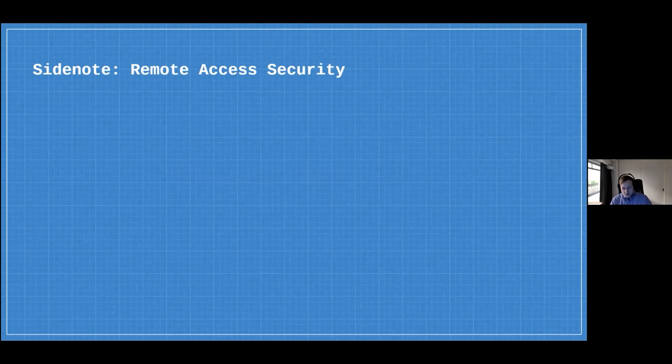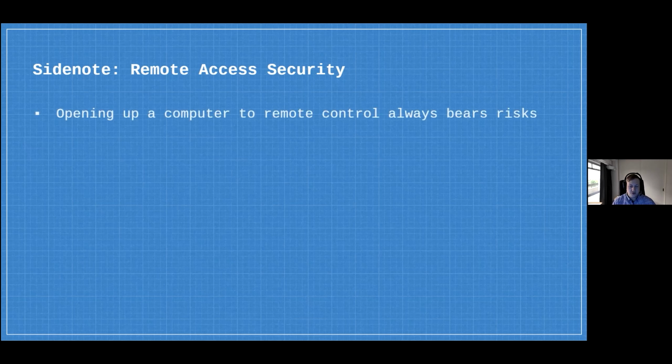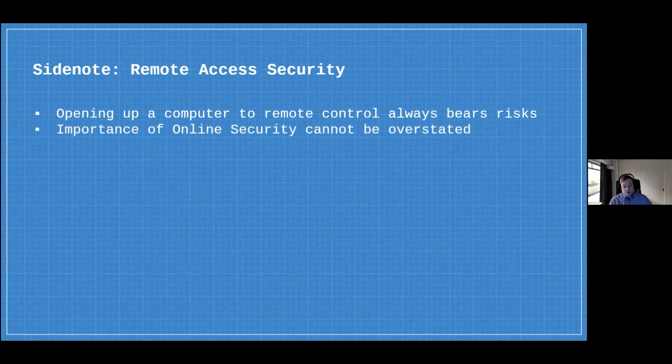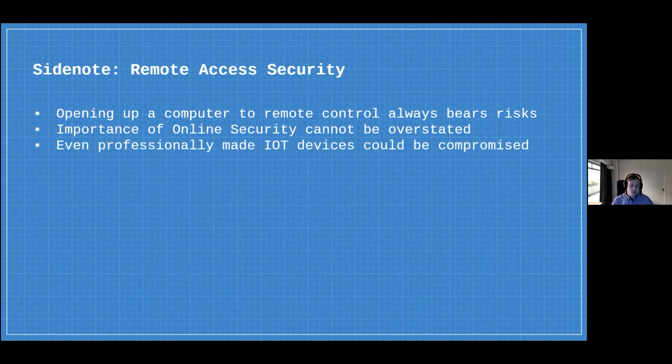For everybody just tuning in right now, I'd still like to give a very quick reminder of how important this is, because I am opening up this Raspberry Pi to the internet, and that always comes with risks. The importance of online security cannot be overstated for these kinds of things. Whenever you open yourself up to the internet, it is possible that somebody could attack you. And this has even happened to professionally made IoT devices.